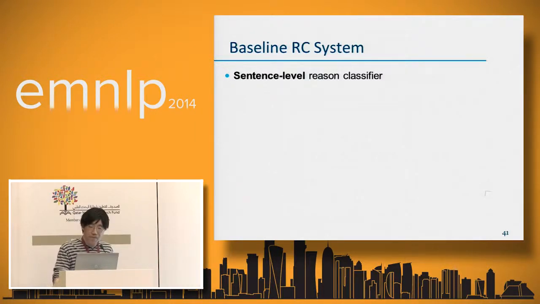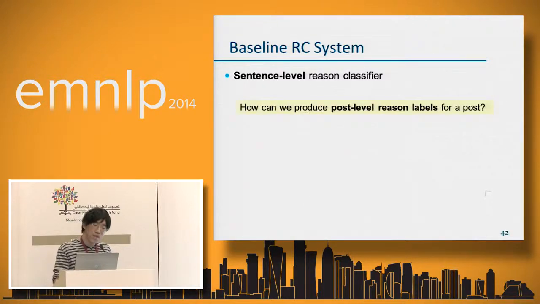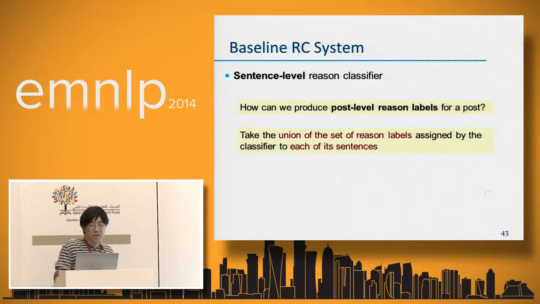Again, if you remember, our baseline system is a sentence-level reason classifier. So the question is, how can we produce post-level reason labels for a post? We are not only interested in measuring the performance of reason classification at the sentence level, but also at the post level. Here we adopt a very simple solution. We take the union of the set of reason labels assigned by the classifier to each of its sentences and use those as our post-level reason labels. In other words, the post reason labels are derived automatically from the sentence-level reason labels.